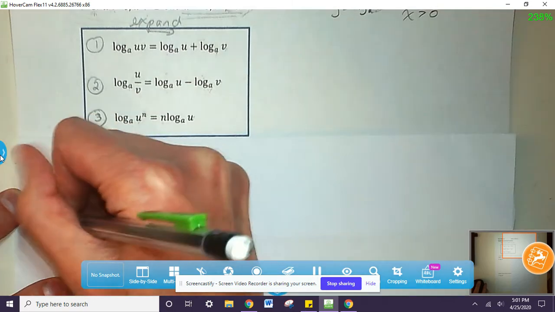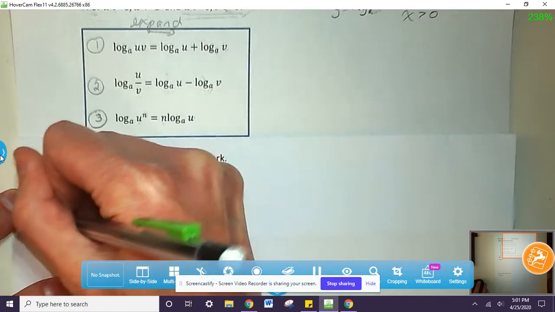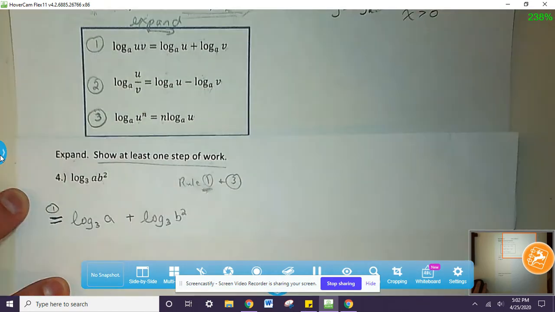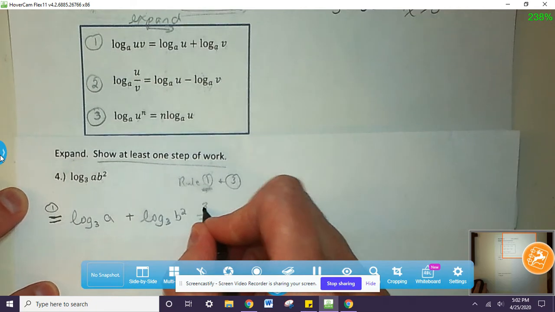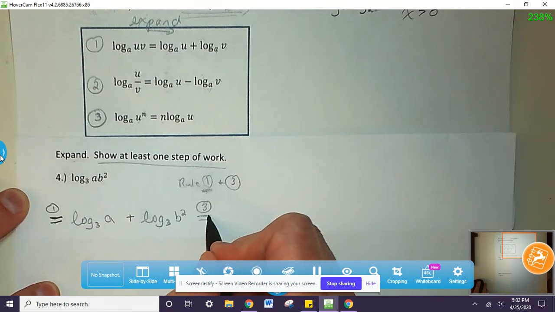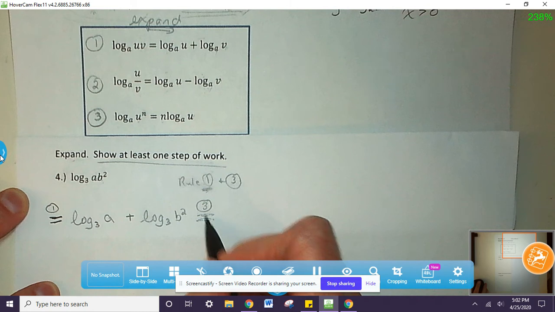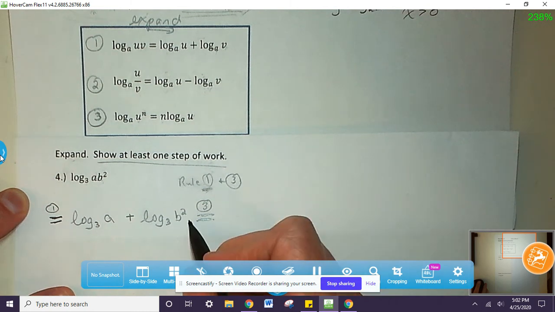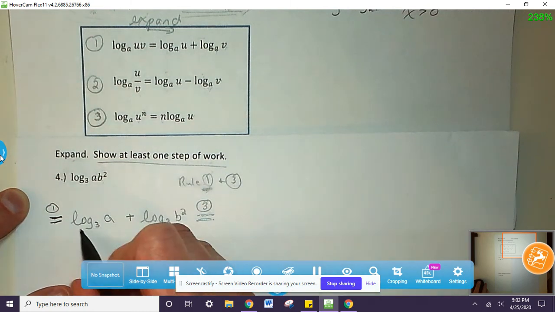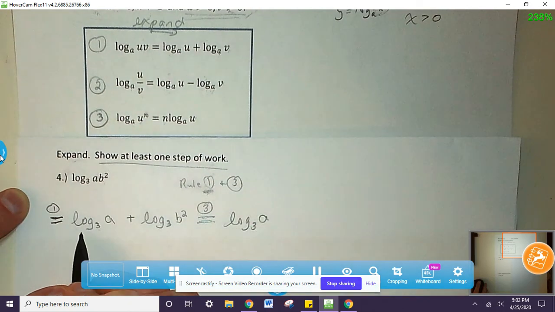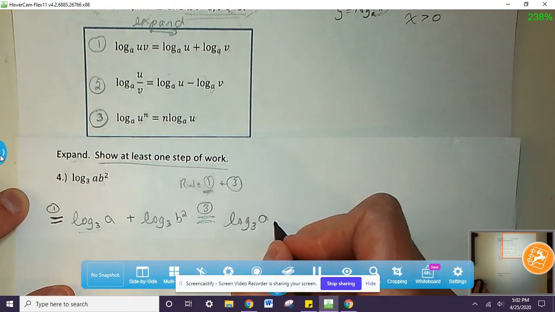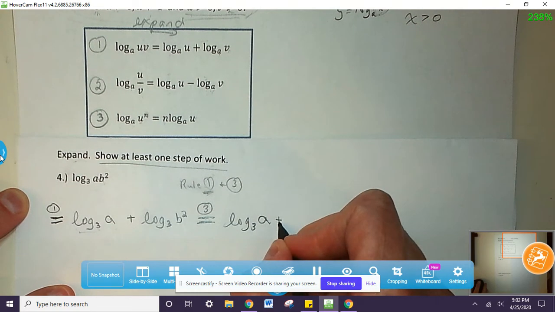Sometimes people write an equal sign and write above it what rule they're using. So we used Rule 1. Now we're going to use Rule 3. If you want to show what rule you're using, that's a nice way to do it. And we're going to use Rule 3 on this one here. We're just going to copy log base 3 of A. We're not going to do anything to that one. We're going to copy the plus.